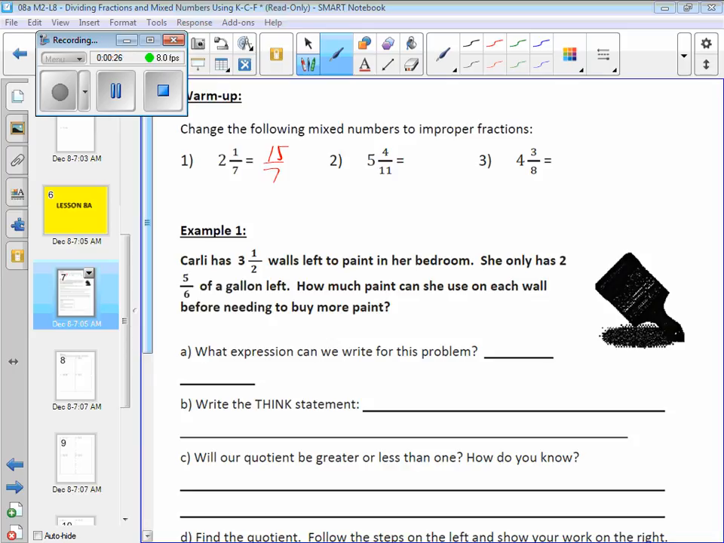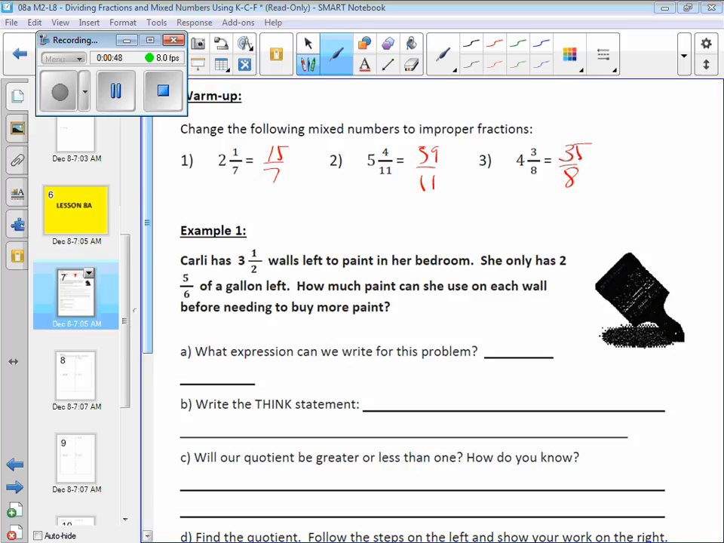Improper, like you did on the sprint. 5 times 11 plus 4. Plus 4, over. Great. Eleanor, number 3. 35 over 2. Well, you got to keep. Yeah, 35 over 8. Okay, so we come to our first word problem.